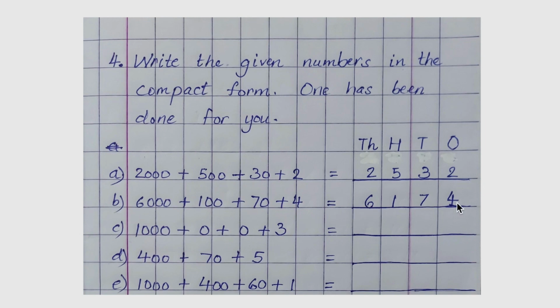Then next one, we have this expanded form. So let us write the compact form. So we have 6000. It means we have digit 6 at thousands place. So writing over here 6. Then we have add 100, which means we have digit 1 at hundreds place. Then we have add 70, which means we have 7 tens over here. So writing digit 7 at the tens place. In the tens column over here, you will write 7. Then we have add 4. So in the ones place, in the ones column, you will write over here 4. So this is our number in the compact form.